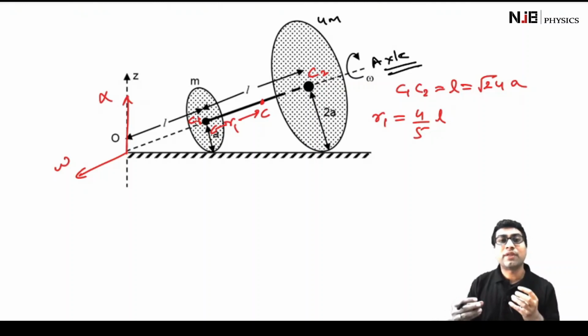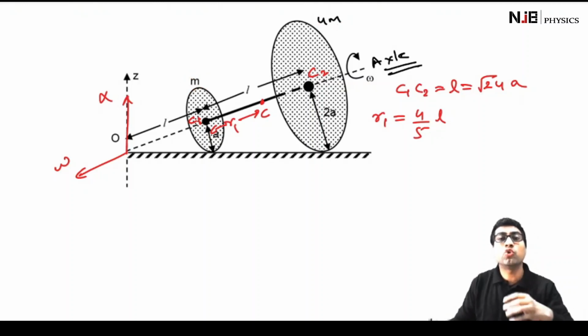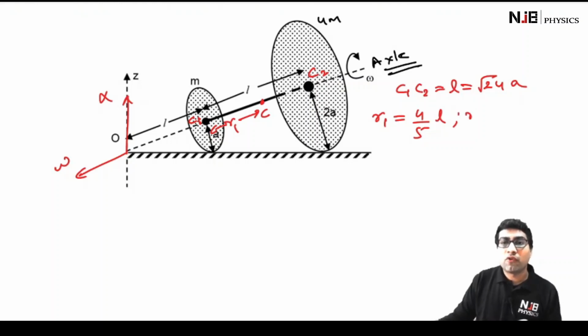And we can assume that the entire mass small m is concentrated at C1 and the entire mass 4m is concentrated at C2 in order to locate the center of mass of the entire assembly. Similarly, we will get the value of R2, which is the distance of the center of mass from C2, which is going to be equal to L by 5. Now, if you are interested in finding the distance of the center of mass from the origin O, then again we can write that this distance OC is going to be equal to L plus R1. So I'm going to directly write it as 9L by 5.